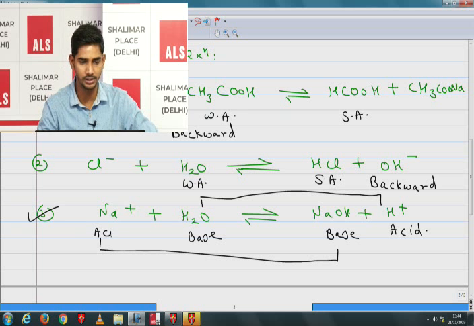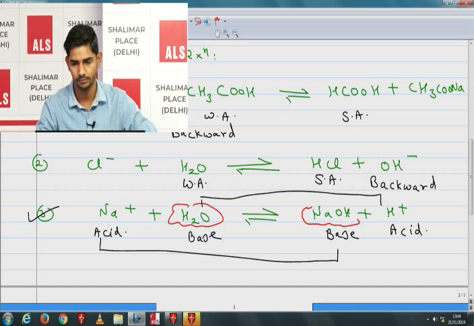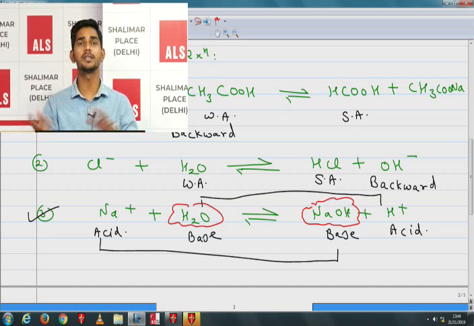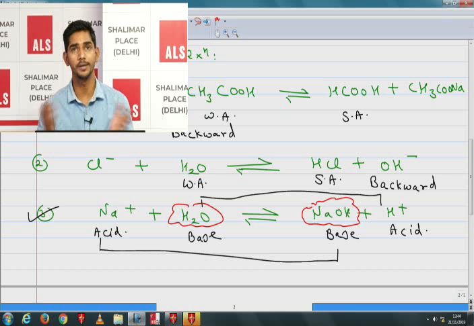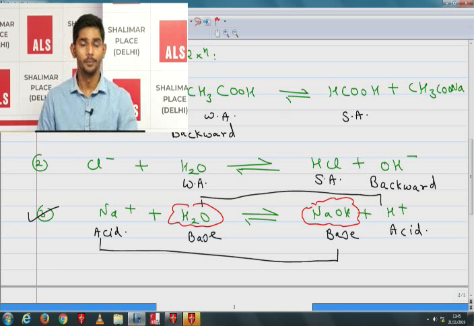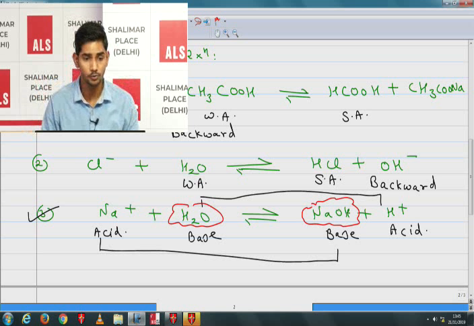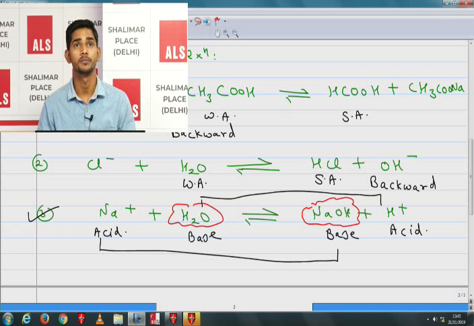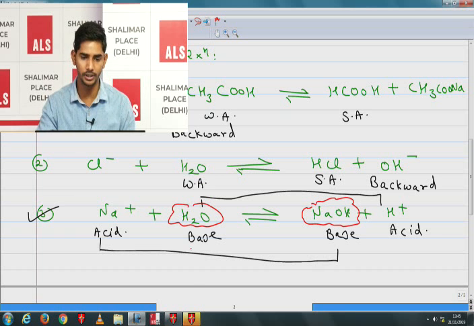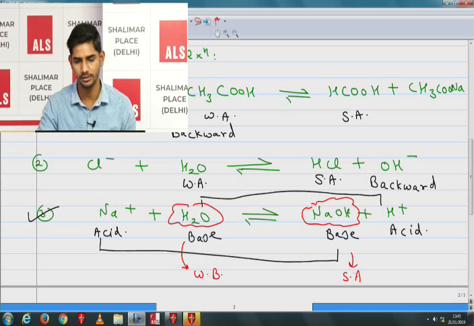Now, as you can see, you have figured out two bases. You can't compare the acidic strengths of the Na plus and the H plus, because there you have got only H plus, so it is not possible to determine their strengths. So I'll go with the bases. You can check that H2O and NaOH both are bases. Now you have to check which one is the stronger and which one is the weaker. I'm sure you know that H2O is found to be the weaker base, and NaOH is found to be the stronger base.